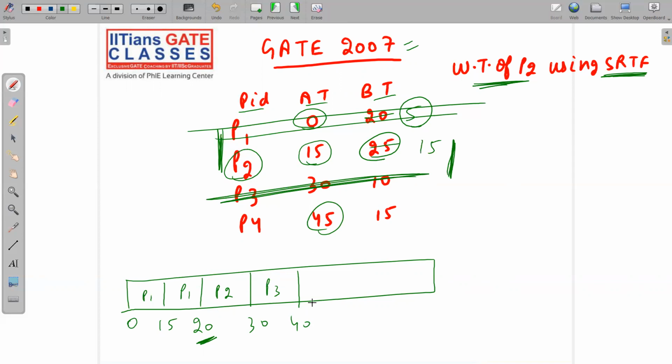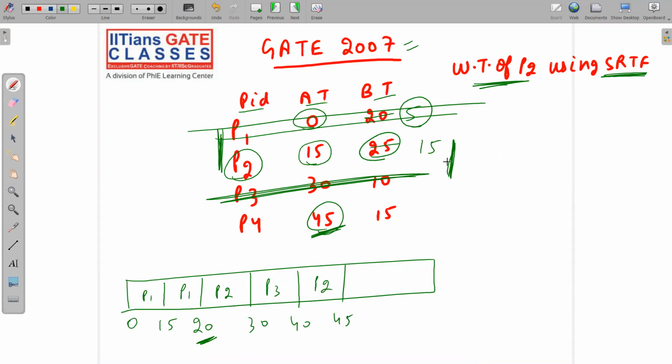Okay, P3 is over. Now at 40, there is only one choice, that is P2. There is no other choice with us. So I have to execute P2. Now till what time will it be executed? See this, P4 is coming at 45. So till 45, I will execute P2.